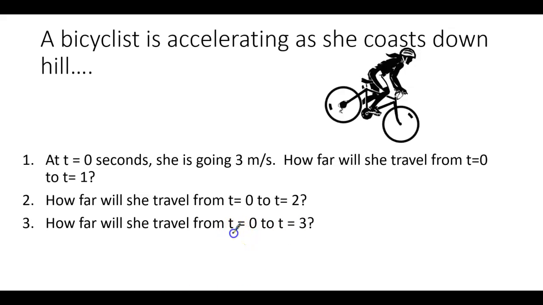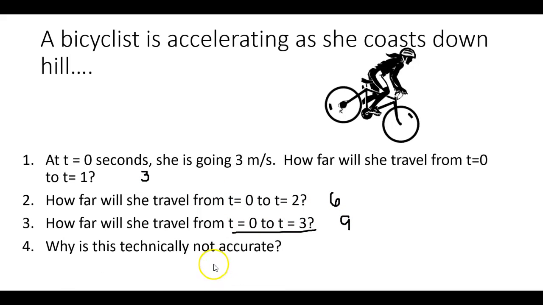Let's do one more, actually. I forgot about this one. How about from 0 to 3? Well, after 3 seconds have gone by, if she's going 3 meters for every second, well, then she would travel 9. So for the first second, she went 3. For 2 seconds, she went 6. And then for 3 seconds, she went 9.